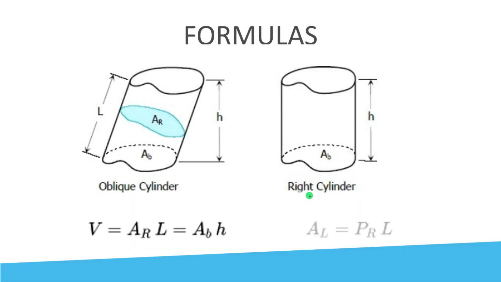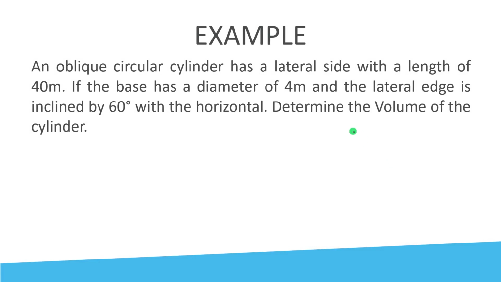So again, applying the formula for the volume, area of the base times height, and for an oblique cylinder, this is the equivalent formula, and the same applies with the lateral area, the perimeter of the base. So usually if it is a circle, just the circumference of the base, times the length or the height. So again, let's solve some sample problems.